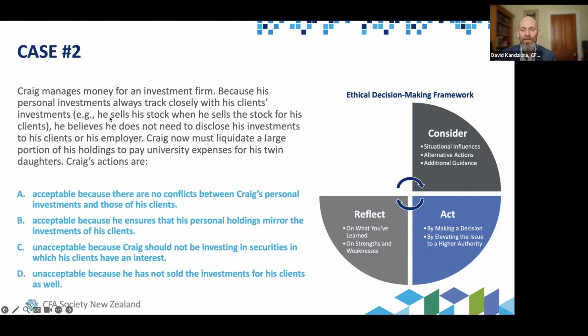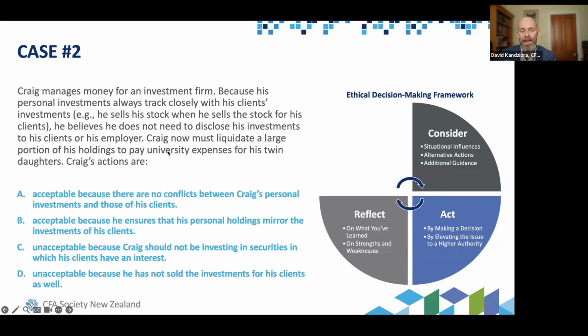Because his personal investments always track closely with his clients' investments, for example he sells his stock when he sells the stock for his clients, he believes he does not need to disclose his investments to his clients or his employer. Craig now must liquidate a large portion of his holdings to pay for university expenses for his twin daughters.